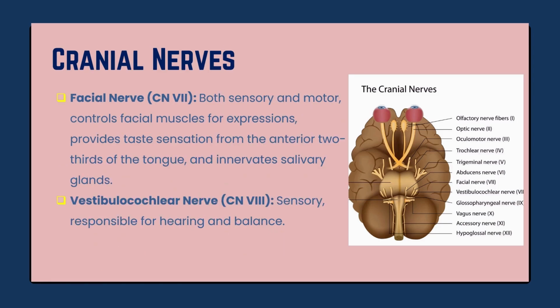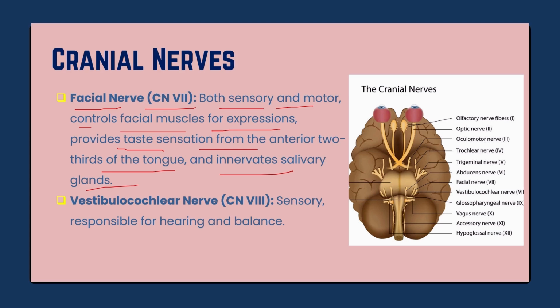Then we have the cranial nerve number 7, which is called facial nerve. This is also a mixed nerve. It has both sensory and motor controls. What does it do? It controls the facial muscles for expressions, all your facial expressions that are formed. You might be happy, you might be angry. All those expressions are formed by this facial nerve. Okay. It provides taste sensation from the anterior 2/3 of the tongue and innervates the salivary glands.